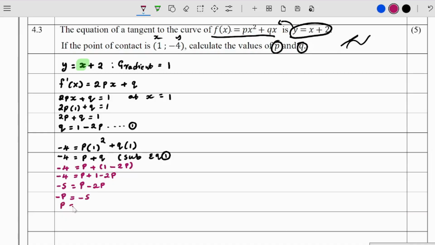And then p is equal to 5 when you divide everybody here by negative 1. Once you find p to be 5, you go and find your q using this formula here. Therefore, q is equal to 1 minus 2p, p being 5. Then q is equal to 1 minus 10, and that means q becomes negative 9. And that is your answer there.